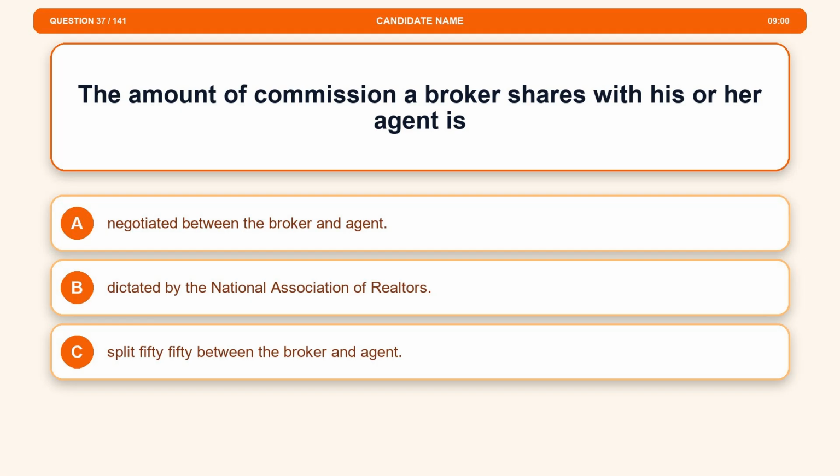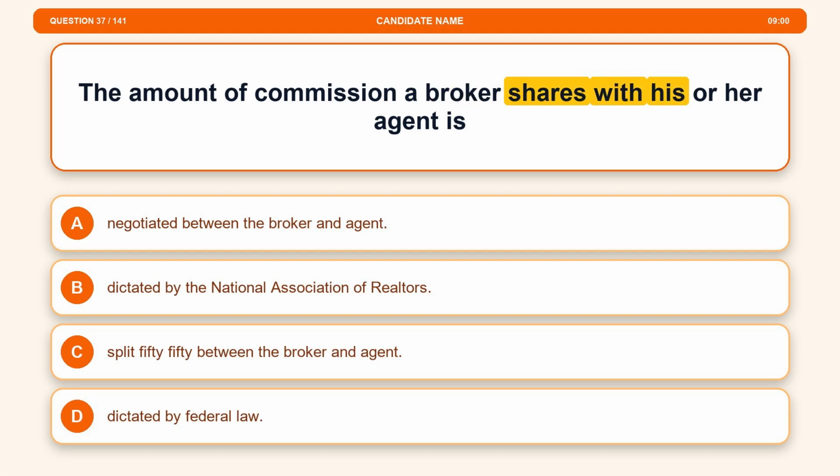Question 37. The amount of commission a broker shares with his or her agent is option A, negotiated between the broker and agent. Option B, dictated by the National Association of Realtors. Option C, split 50-50 between the broker and agent. Option D, dictated by federal law.